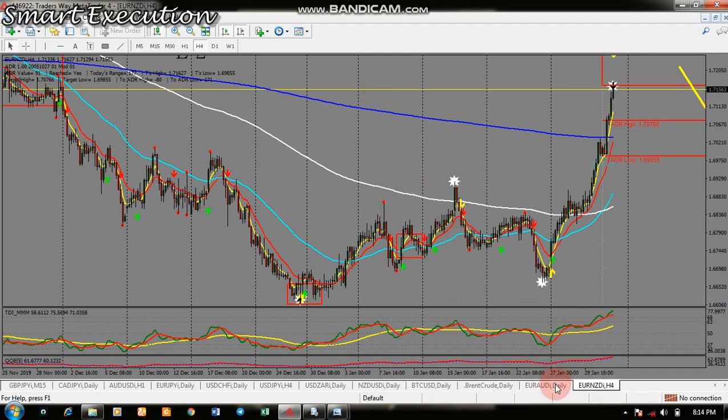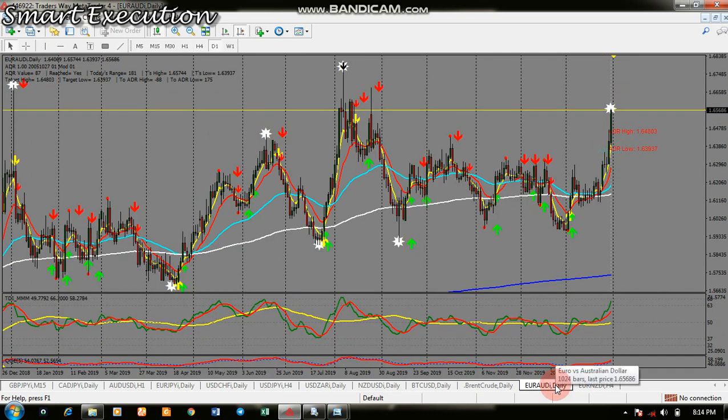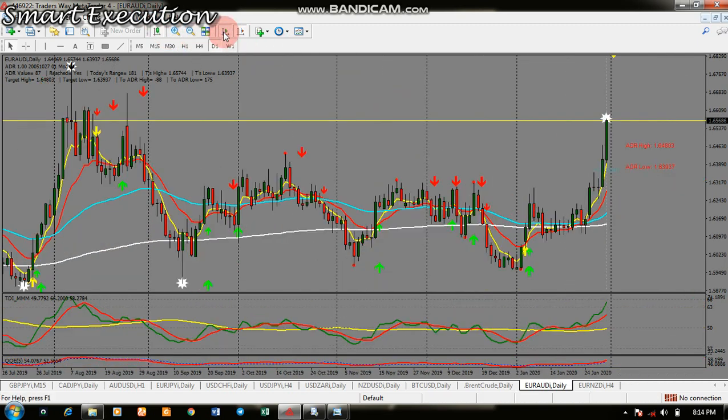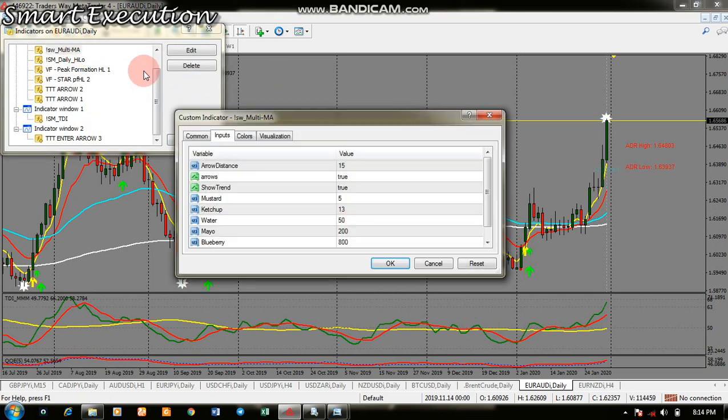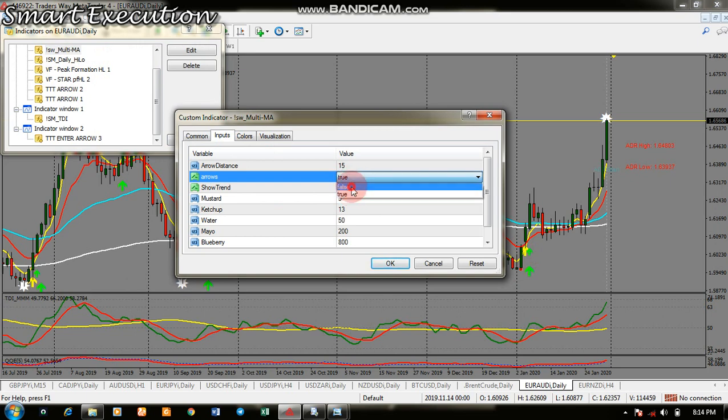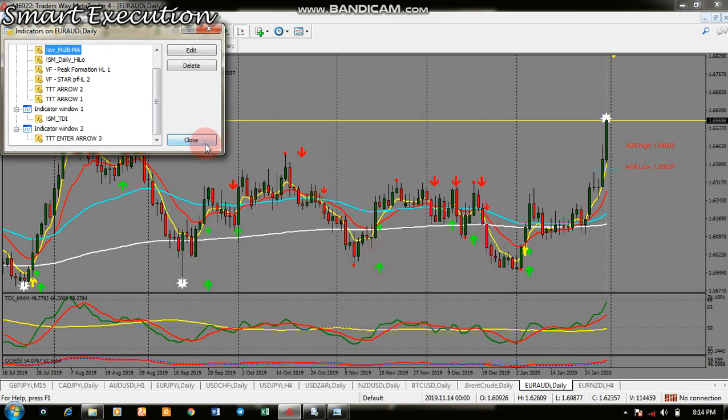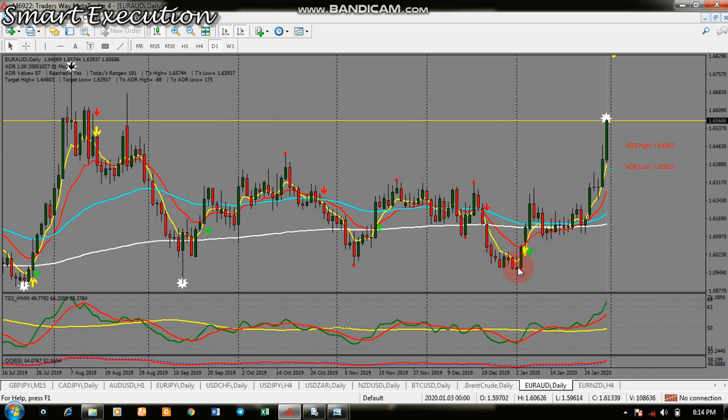Then we go on to Euro Australian dollar. We had the same setup. These two pairs, I just love these two pairs. I don't know what happened to my system here, but they had the same setup. I will look for the picture later on and show you. They have the same setup, the star and the two confirmations, right?